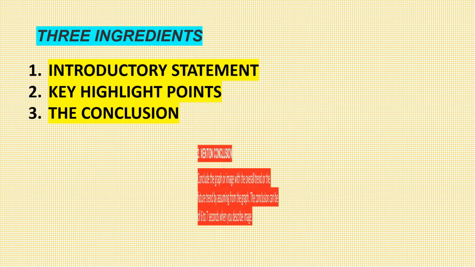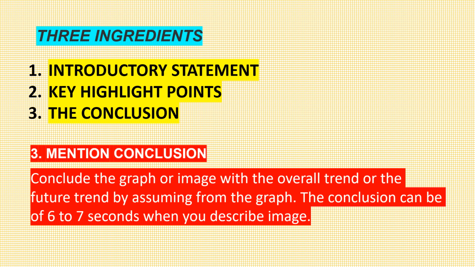Last is to conclude the graph or image with the overall trend or the future trend by assuming from the graph. Don't worry if you're assuming wrong, you will not lose marks. It is just that the algorithm requires a conclusion of the image. The conclusion can be 6 to 7 seconds when you describe an image.